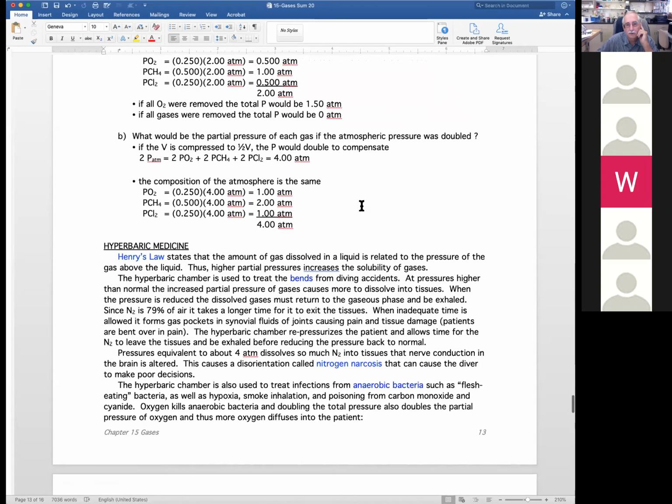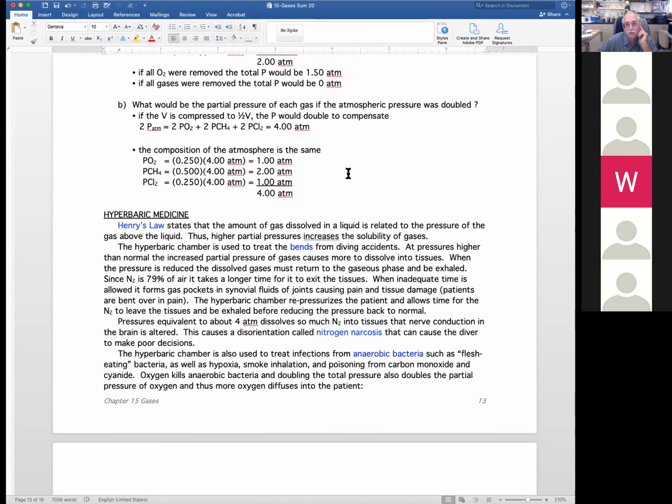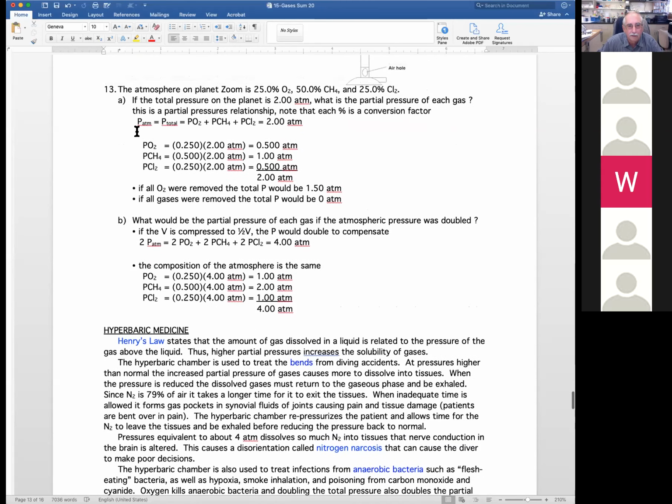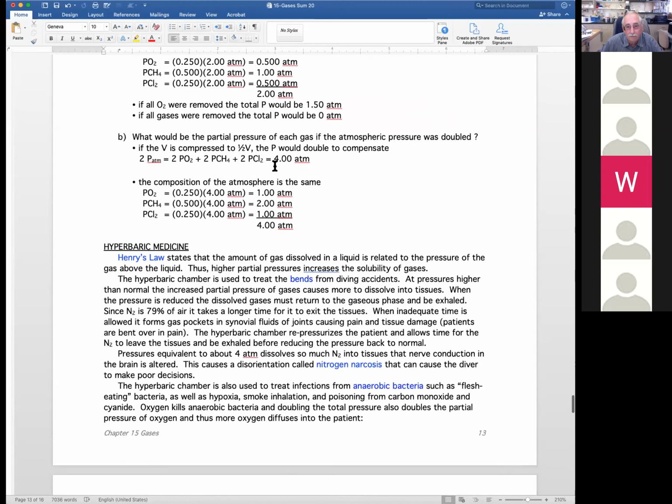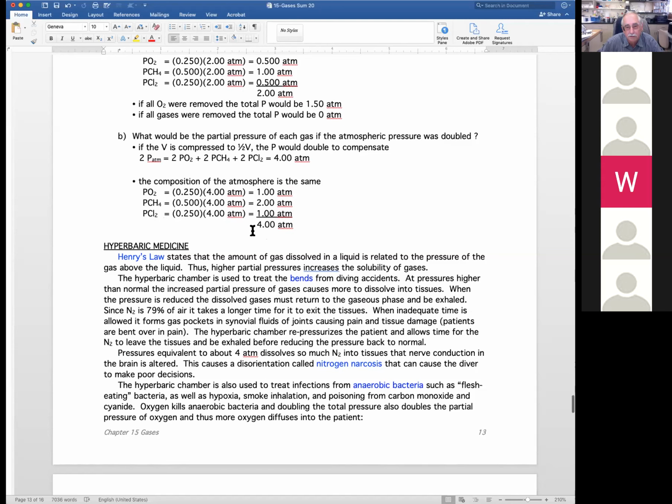And what would be the partial pressure of each gas if the atmospheric pressure was doubled? Okay, so for example, if you took the volume and you decreased it by 2, the pressure would about double. So then mathematically, this is true. If I take that equation and multiply everything by 2, it should add up to 4 atmospheres. And here you see that it did do that. The composition of the atmosphere didn't change, but the partial pressures did, and thus the total pressure.